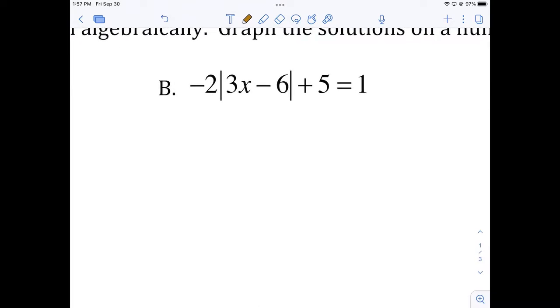1, 2, 3. Y'all do this one on your own. Go. No, it's not a race. I don't have any prizes to give.